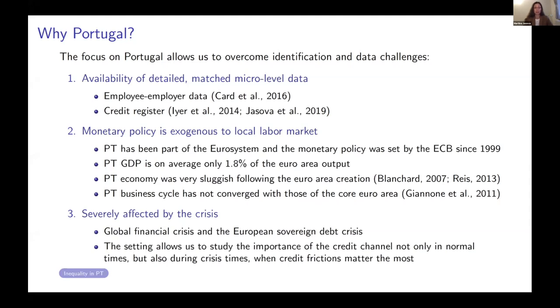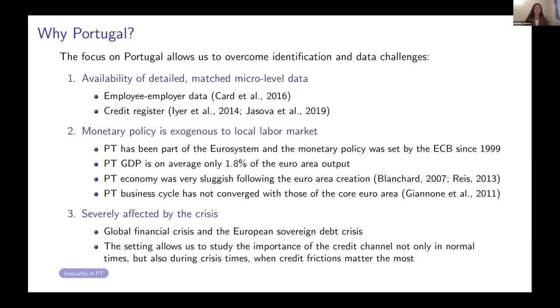Now, importantly, the setting of Portugal allows us to at least partially argue that the monetary policy is exogenous to the local labor market. What I mean by this is that in the paper, we look into the effects of the monetary policy on labor income from 1999 to 2013. And starting 1999 is the time when Portugal accessed the euro system and the monetary policy has been collectively set in Frankfurt for all the euro member states.